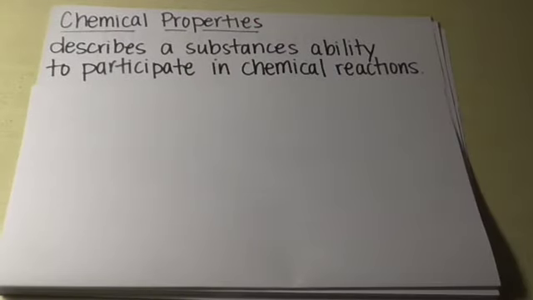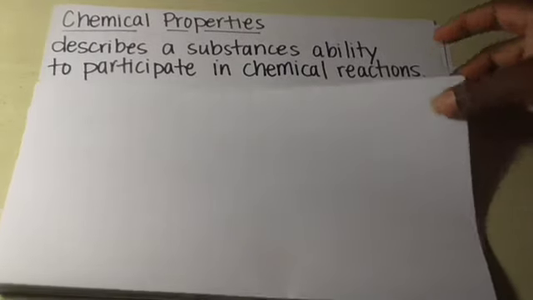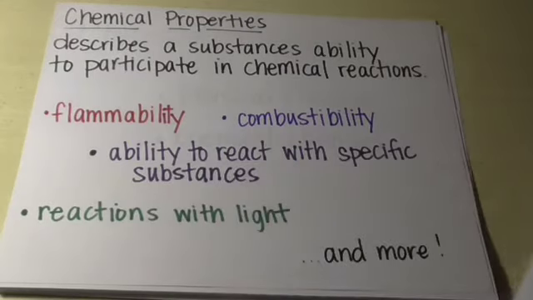Now, in terms of chemical properties, those are the ones that describe a substance's ability to participate in chemical reactions. So in other words, how does it interact with other stuff? Some key examples of those are flammability and combustibility, which are different. One is, can it burn? The other is, will it blow stuff up? A lot of times those two things happen at the same time, or in the same substance.